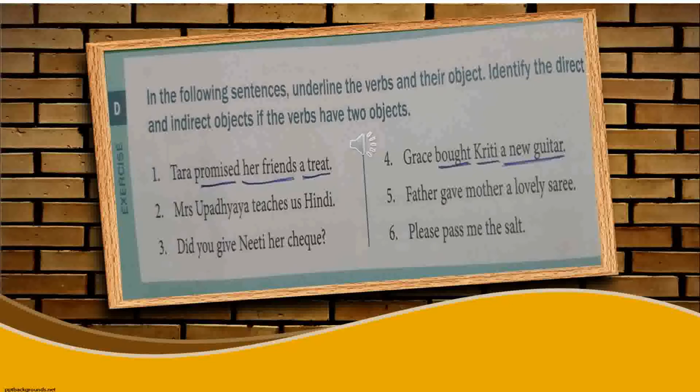Here the verb, as you can see, is "promised." Two objects are here: "her friends" and "a treat." As you already learned, the indirect object will be a person, so "her friends" is the indirect object here, and the direct object will be a thing, so "a treat" is the direct object. Similarly, in question number 4, Grace bought Kriti a new guitar. Here "bought" is the verb of the sentence, the person "Kriti" is the indirect object, and the thing "a new guitar" is the direct object.